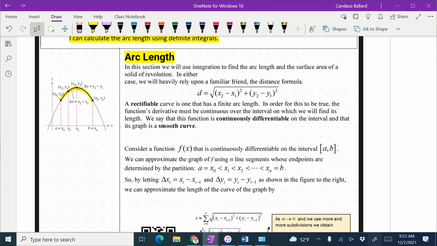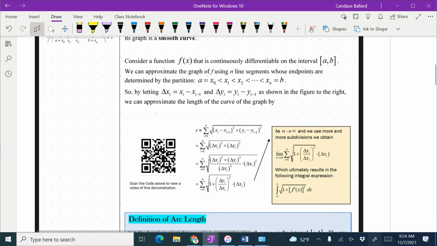I'm not sure how important this word is. A rectifiable curve is one that has a finite arc length. And then, as always, it has to be continuous and differentiable in the interval to be a smooth curve. If you are inclined to look at the proof of this and an explanation of the proof, there's a video right there. You may go ahead and watch. I'm not going to waste time going through it.